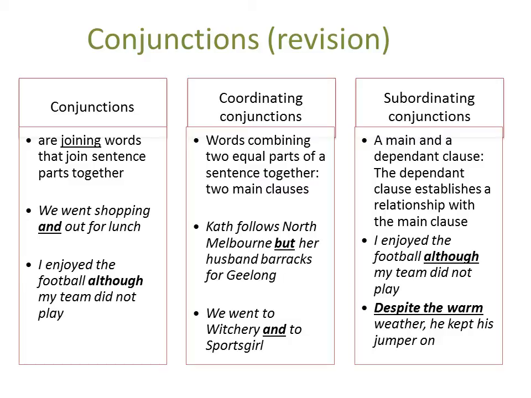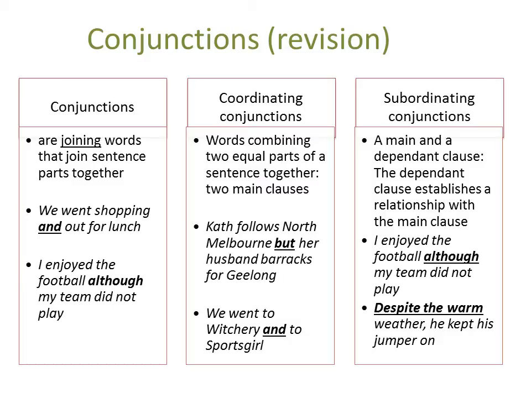So let's look at coordinating conjunctions first of all. Words that join the sentences together where each sentence is of equal weight. So Kath follows North Melbourne, but her husband barracks for Geelong. Or we went to Witchery and to Sportsgirl. So either side of the coordinating conjunction, the but or the and in these examples, have equal weight in terms of the content they're providing.